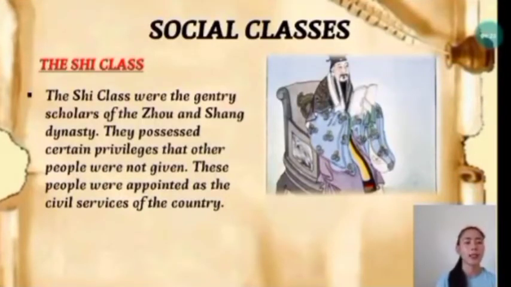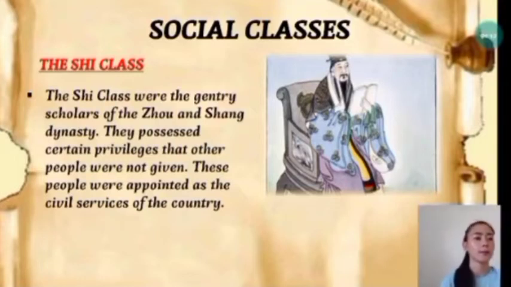China's social classes. The Shi class. The Shi class were the gentry scholars of the Zhou and Shang dynasties. They possessed certain privileges that other people were not given. These people were appointed as the civil servants of the country.